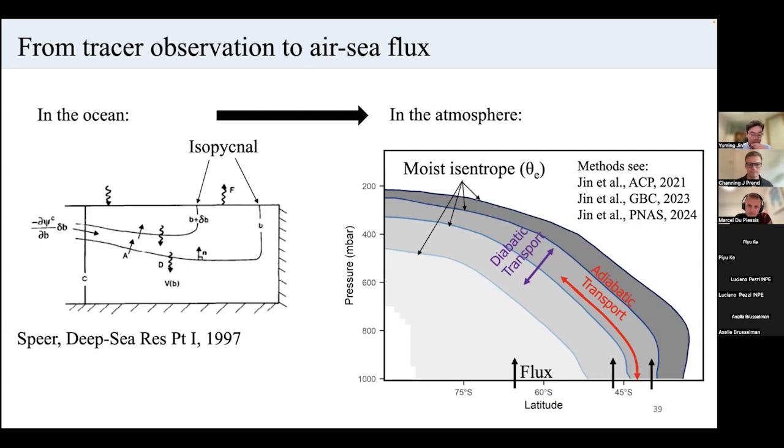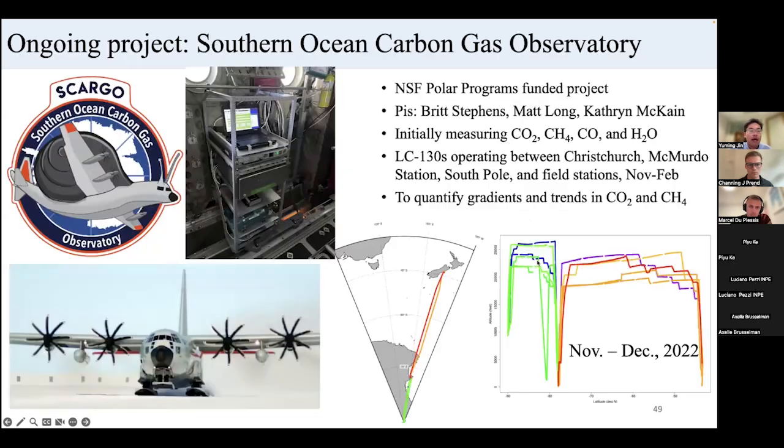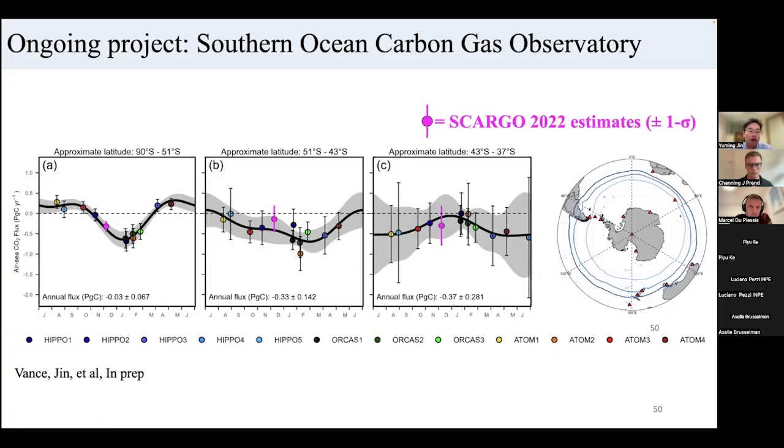So what I showed for the ORCAS campaign is, Jesse Vance is working on a paper adapting my method to future airborne campaigns, so that we can have an easy, streamlined way to interpret airborne data in terms of the flux.